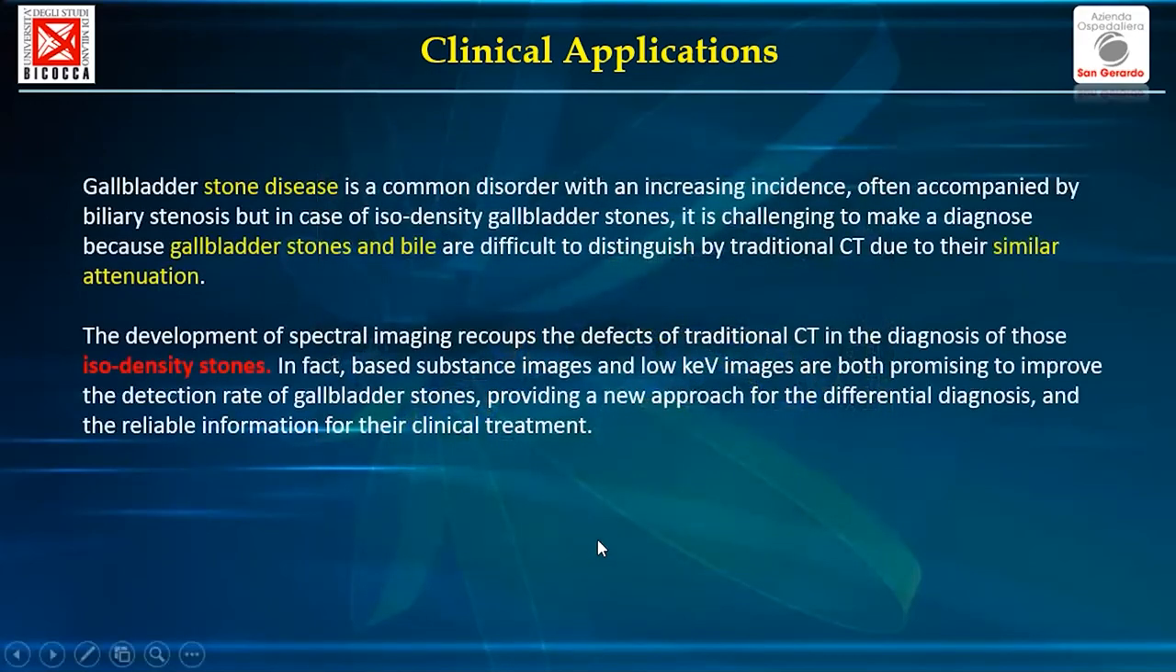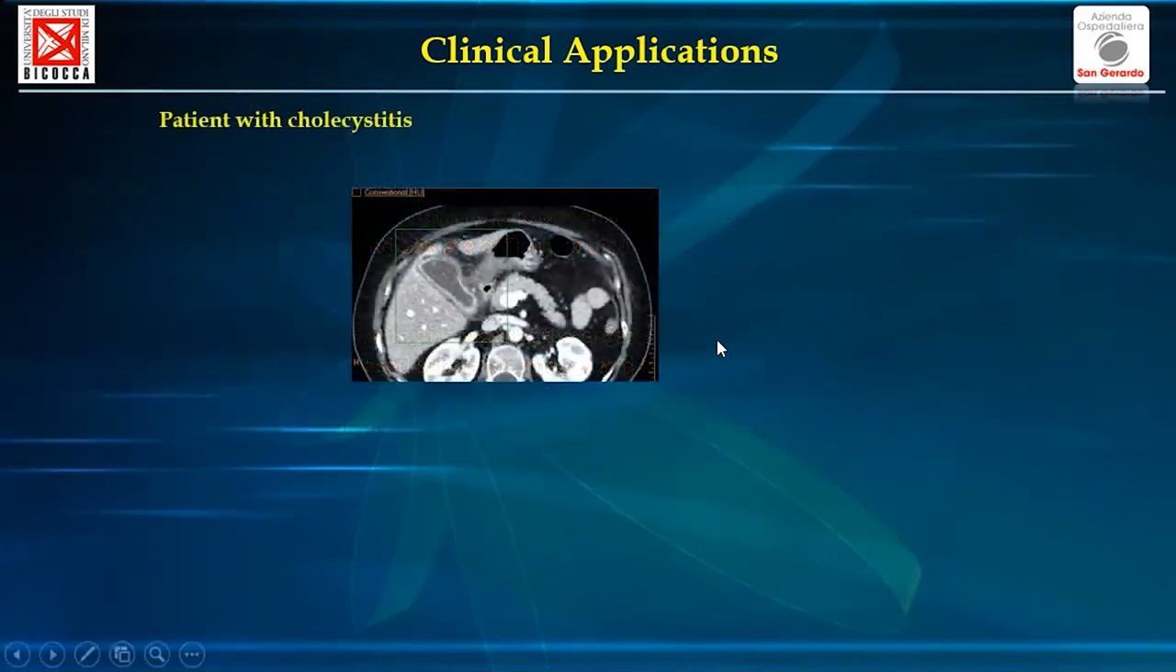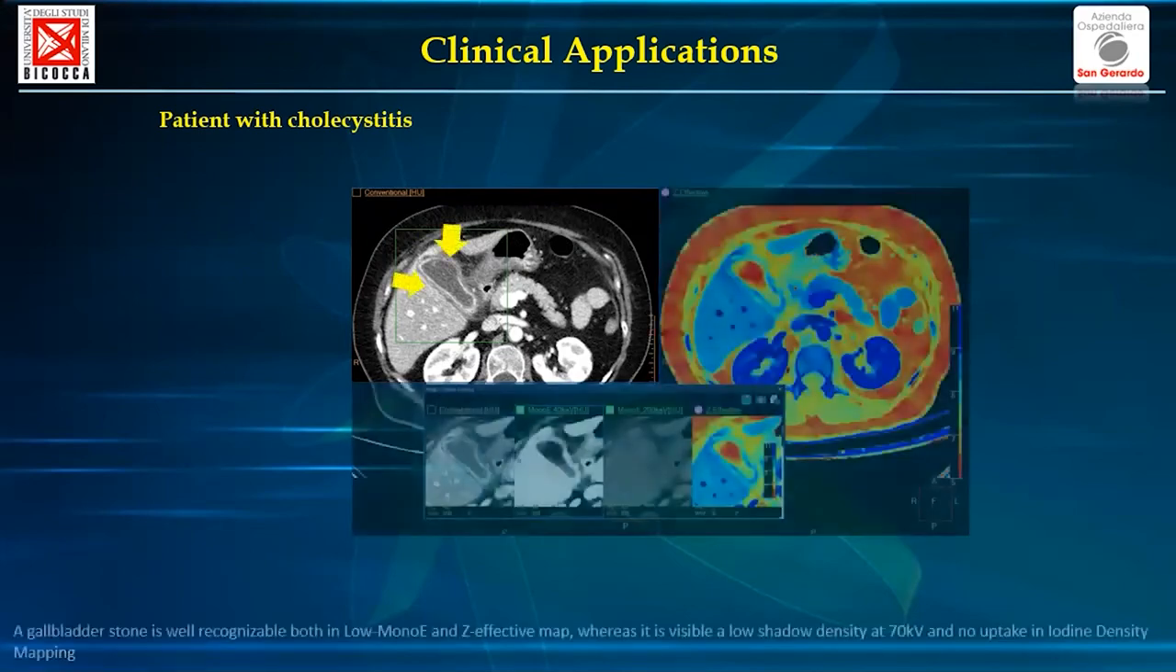Another great advantage is the possibility to evaluate gallbladder stone disease, because it's a common disorder. And we know that in most cases, gallbladder stones are not recognizable on CT because they are isodense compared to the bile content, because they have a similar attenuation. So let me show this example. A patient with cholecystitis: the diagnosis is quite simple because we can recognize the typical thickening of the gallbladder wall. We can appreciate the layered enhancement, but no stones can be recognized inside because we have no calcification on the stones. What we can do now, again, is derive our spectral information.